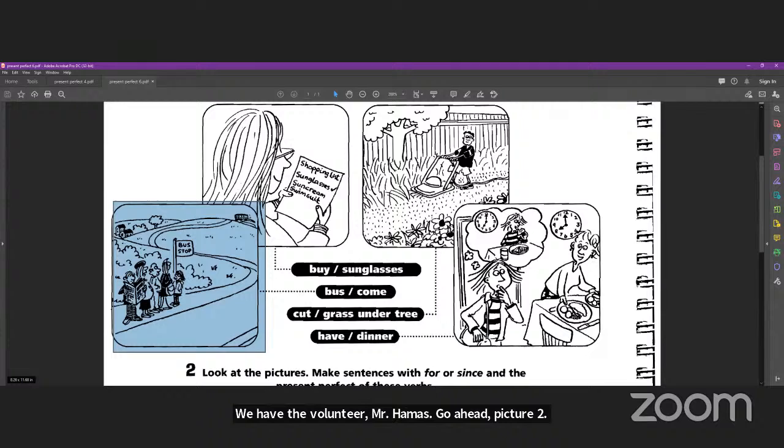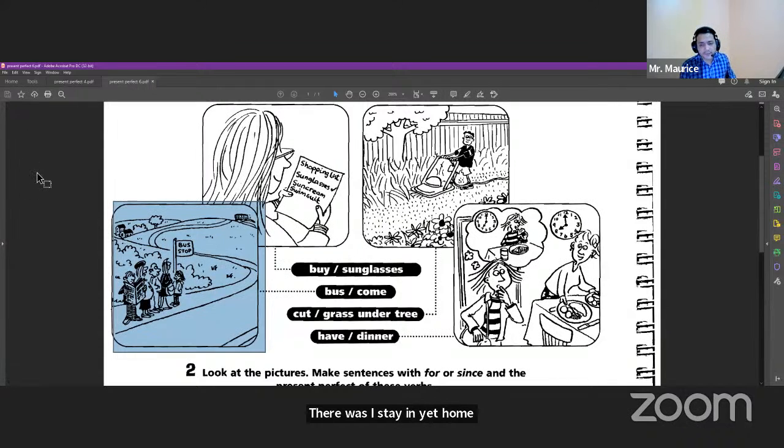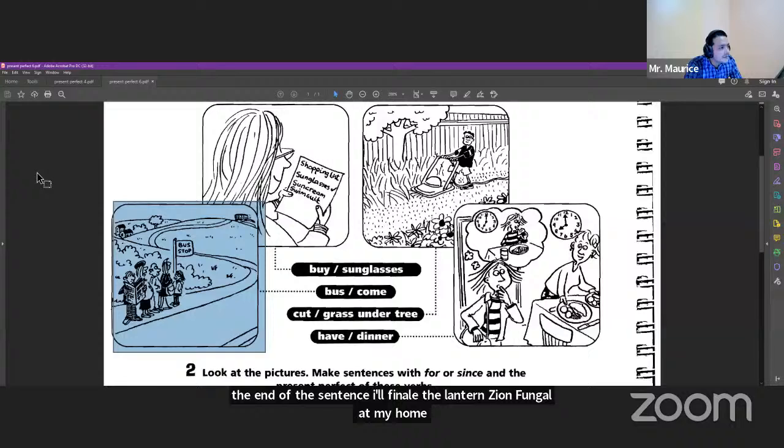The bus hasn't yet come. Okay. That's correct, but put the word yet at the end of the sentence. Al final de la oración pon el yet mejor. And repeat the answer, please. Repeat again. It was right. Okay, no problem.